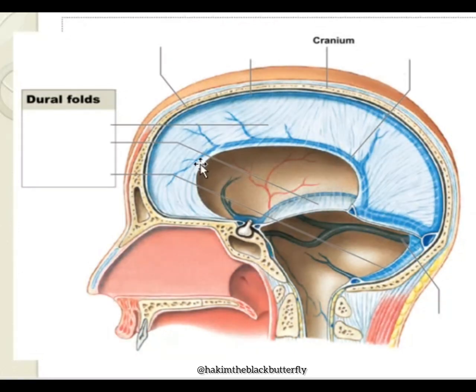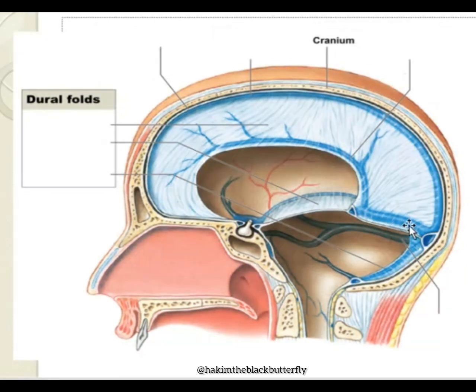So you can see that the venous blood in the inferior sagittal sinus is going to drain posteriorly into the straight sinus. And the straight sinus is going to come posteriorly in the region of the occiput to confluence with the superior sagittal sinus at this point.